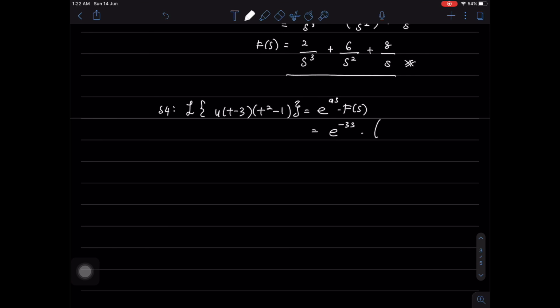So just put a bracket: 2 over s³ plus 6 over s² plus 8 over s. Therefore you will have e^(-3s) times this bracket, or you can leave the answer like this. So this is how to find the solution of the Laplace transformation by using the second shift theorem.